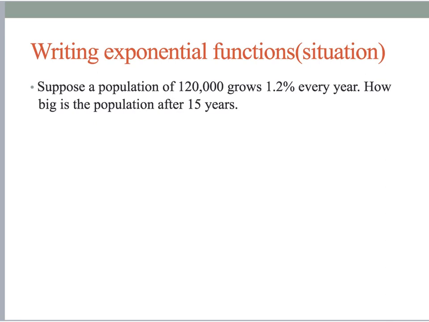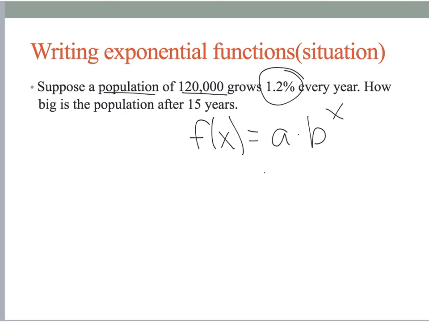All right, so let's look at a different situation. Let's look at what if they tell us our numbers in the context of a problem. For example, the last one I had a table, so I had to figure out B. So let's suppose now that a population of 120,000 grows 1.2% every year. If we're going to make our equation, f of x equals a times b to the x, again, a is going to be what I start with. That's 120,000. 120,000 people is what I start with.